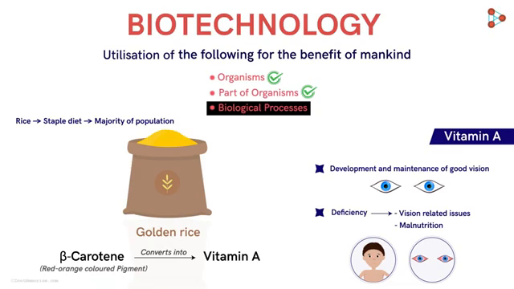The modification of rice was done by exploiting a biological process, making it a classic example of biotechnological achievements. This variety of rice falls under the category of genetically modified organisms, abbreviated as GMOs. And what exactly are these GMOs? Do watch our upcoming videos to find that out.